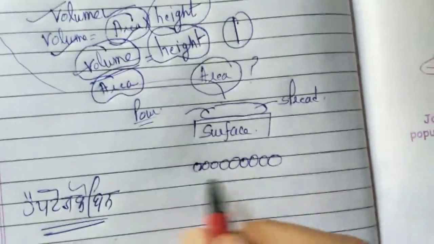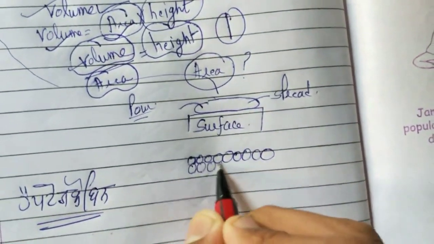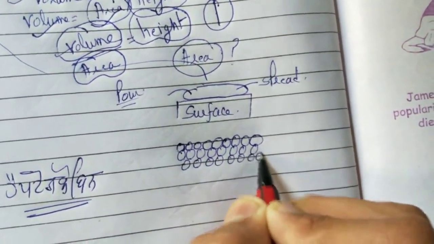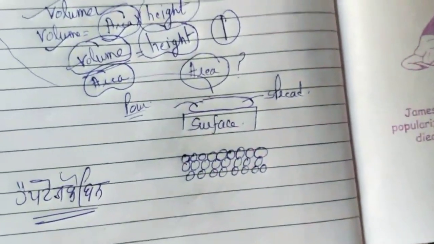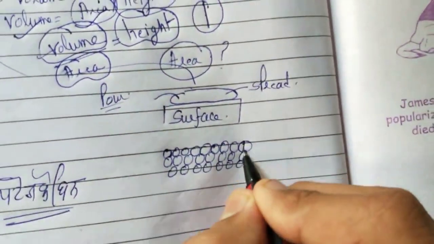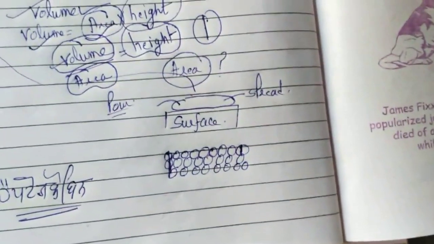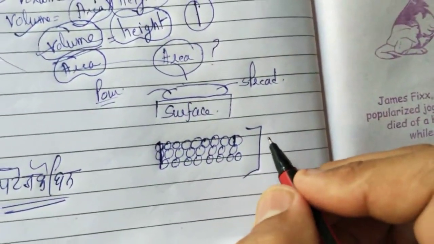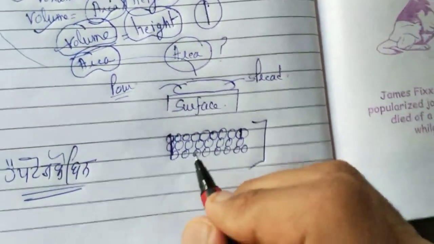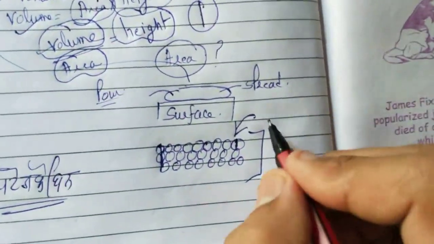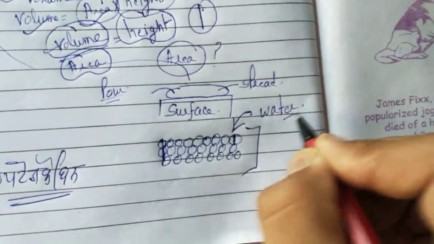Either it will form a single layer of molecules, or a 2 layer of molecules, or it will form a 3 layer of molecules. We don't know how many layers have been formed, but our target is to calculate this only. So what will we do? We will dilute it. Dilute means make it thinner. We will dilute it by adding something, suppose I have added water to it.